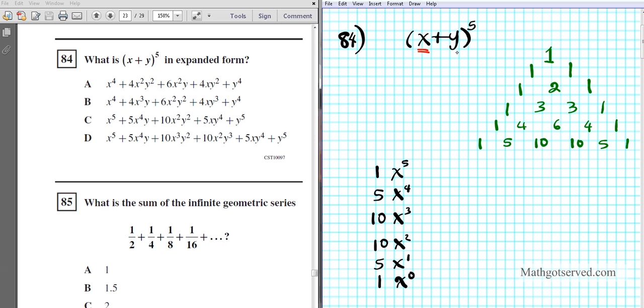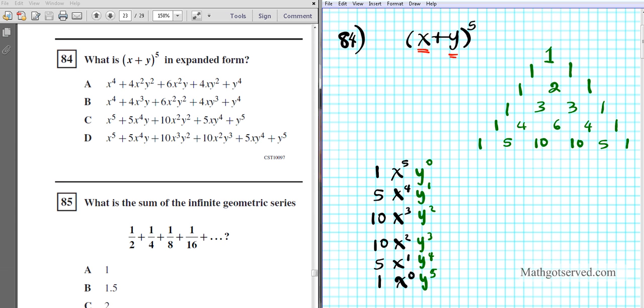And then the second term in my binomial, positive y, is going to start from 0, and then it's going to go all the way up to 5. All right, so y to the 0. Note that the powers always have to add up to this power right here, 5. So 5 plus 0 is 5, and this will start going up. Okay, so y to the first, y to the second, y to the third, y to the fourth, y to the fifth. You see how this was 5, 0, and it switched all the way to 0, 5. That's how you do it.